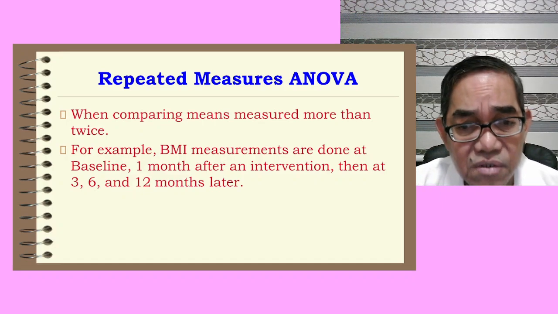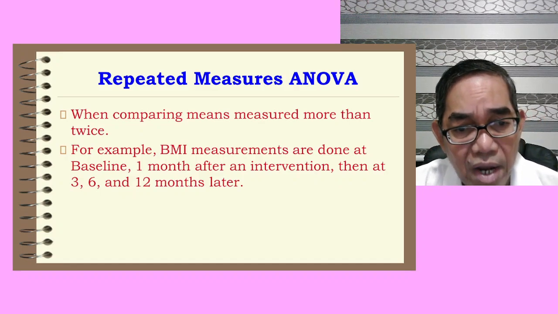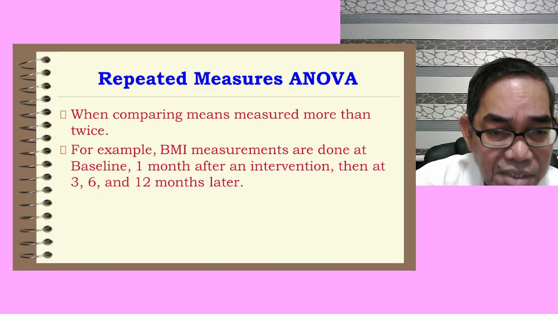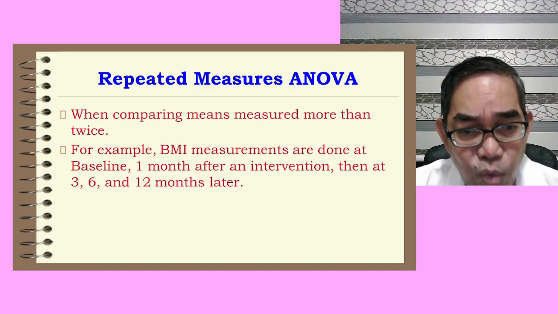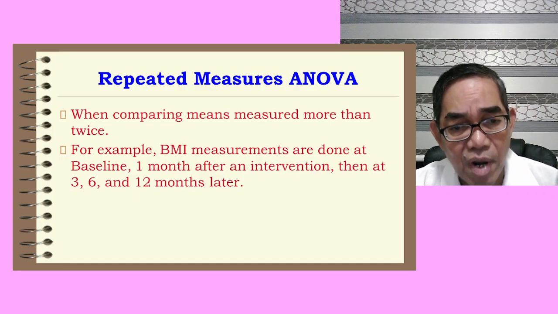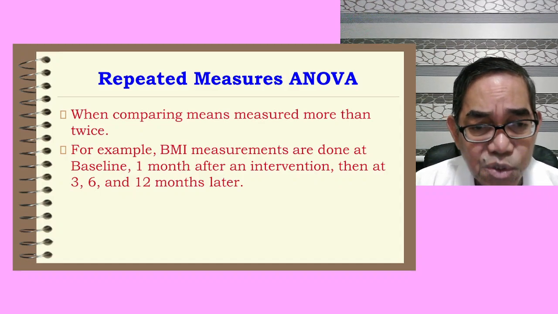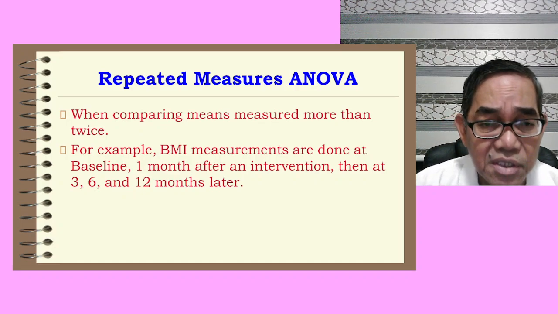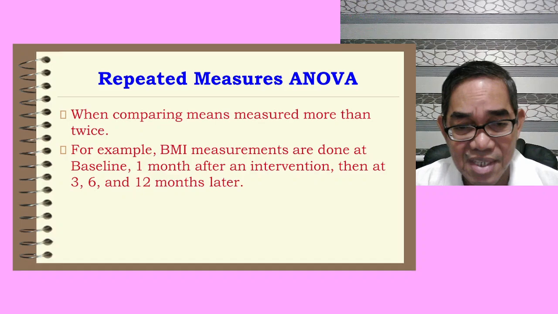And then the same exercise will continue, at 3 months, at 6 months, and then at 12 months later, there will be several measurements. And so we have repeated measurements of the BMI at baseline, at 1 month, at 3 months, at 6 months, and at 12 months. The statistical test to use is a repeated measures ANOVA. As long as the measurement is done more than twice, we use the repeated measures ANOVA.